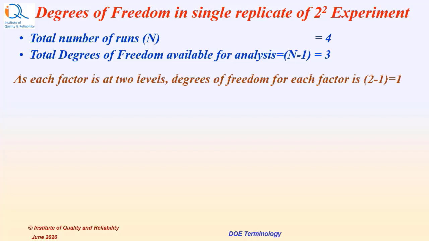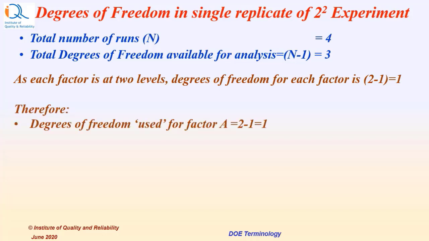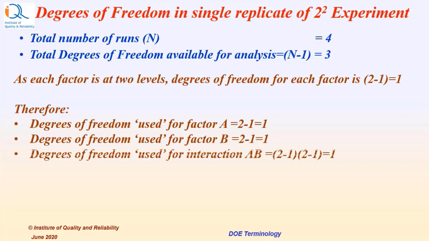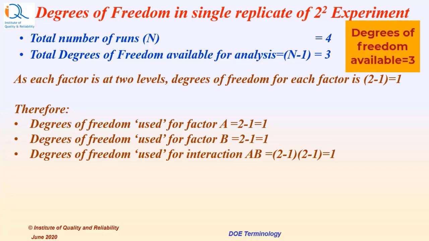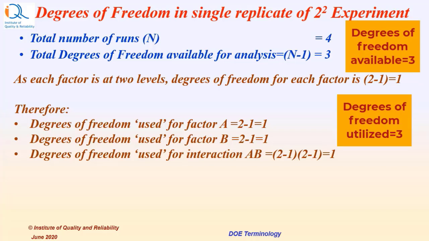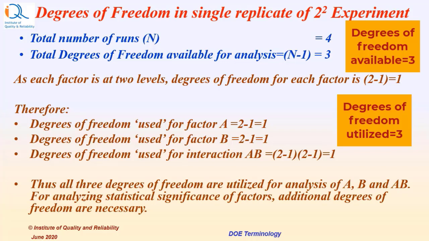As each factor is at 2 levels, degrees of freedom for each factor is 2 minus 1, that is equal to 1. Therefore, degrees of freedom used for factor A is equal to 1. For factor B also equals 1, and for interaction AB, degrees of freedom used is 2 minus 1 into 2 minus 1, that is equal to 1. Thus, all 3 degrees of freedom are utilized for analysis of A, B and AB. For analyzing statistical significance of factors, additional degrees of freedom are necessary.